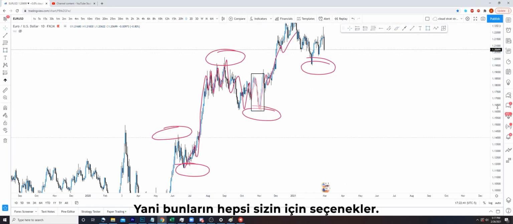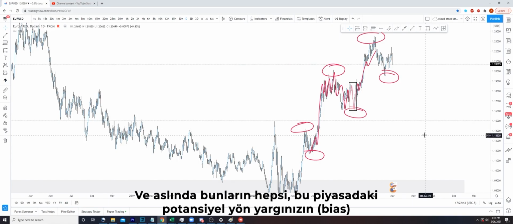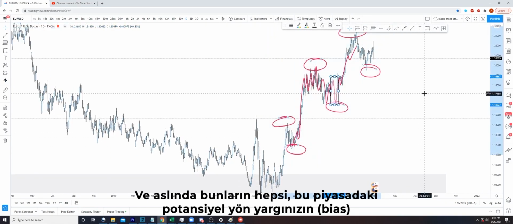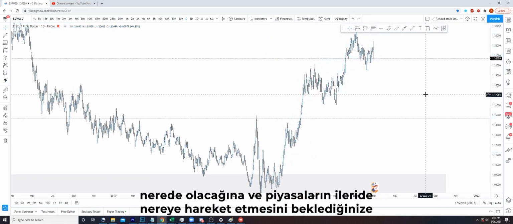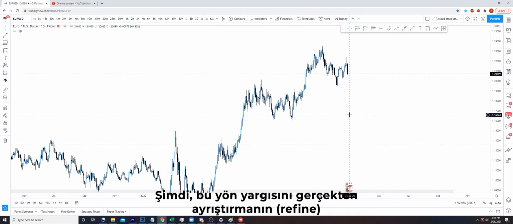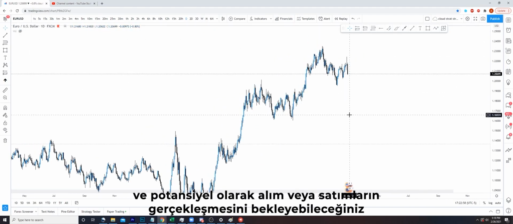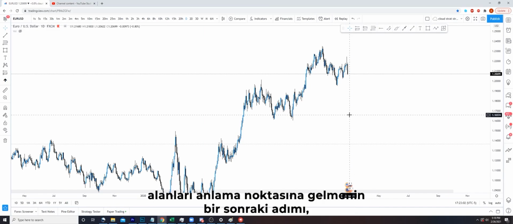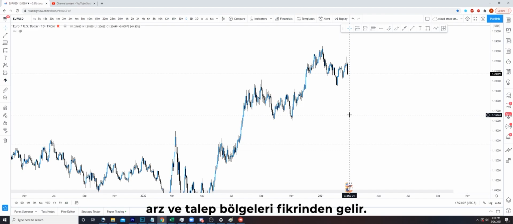So these are all options for you, and these are actually all great to use in tandem to decide where your potential bias in this market is going to lie and where you want to expect the markets to move down the line. Now, the next step of actually refining that bias and coming to an understanding about areas where you could potentially expect buying or selling to happen from comes from the idea of supply and demand zones.